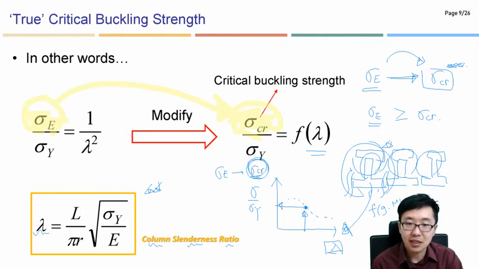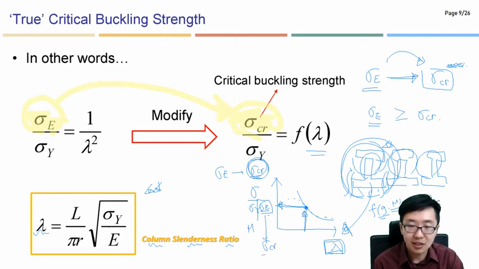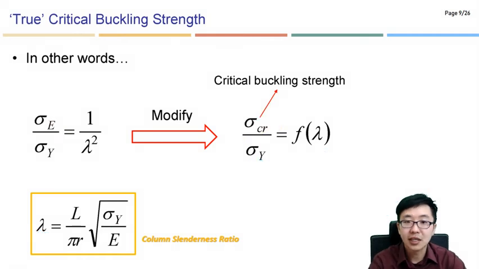So the steps are like that. Check material properties, geometric properties, and then substitute them to here so that we can calculate column slenderness ratio, and then use the Euler buckling stress so that we can get stress E, and then modification, critical. Now we are here. How are we going to do this? Okay.